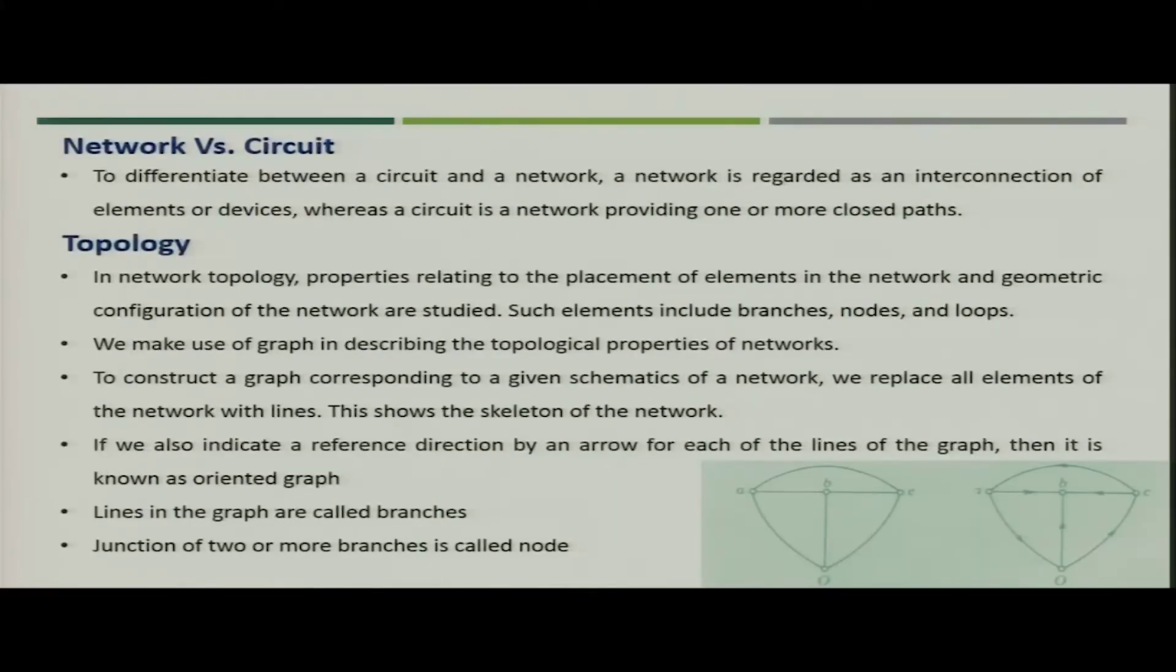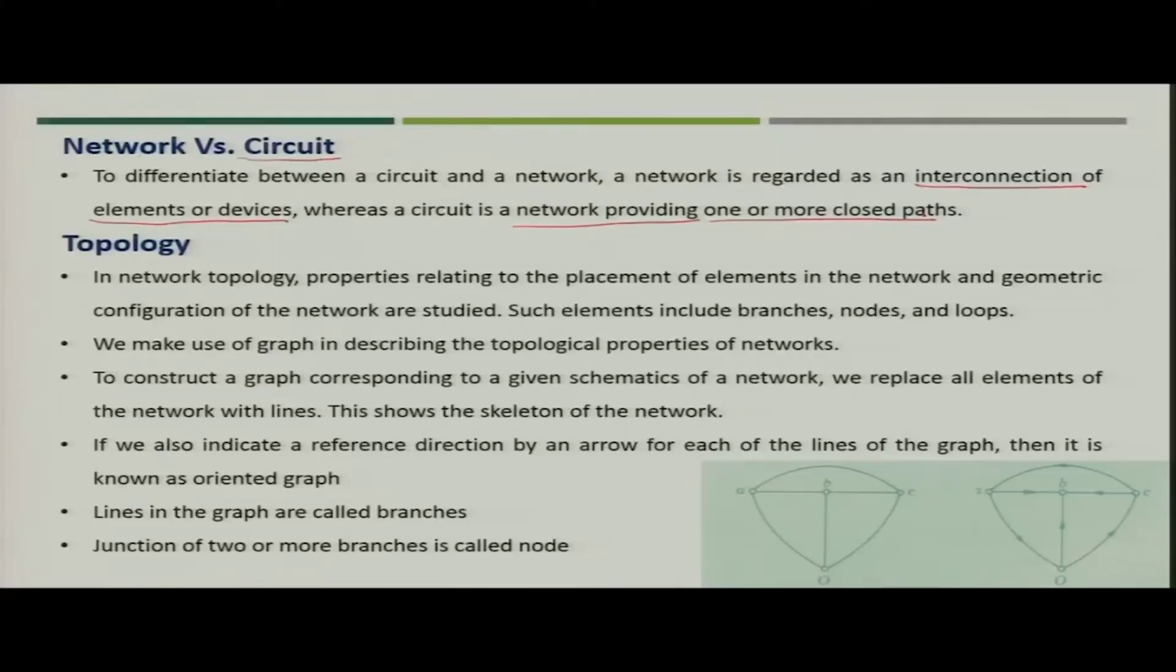Now, let us talk about the network. Till now, every time we have used the term electrical circuit, not network. So, what is the difference between network and circuit? The difference is that a network is an interconnection of elements or devices. That means it is not necessary that it will create a closed loop. It can have closed loops, but there may be some open loops also.